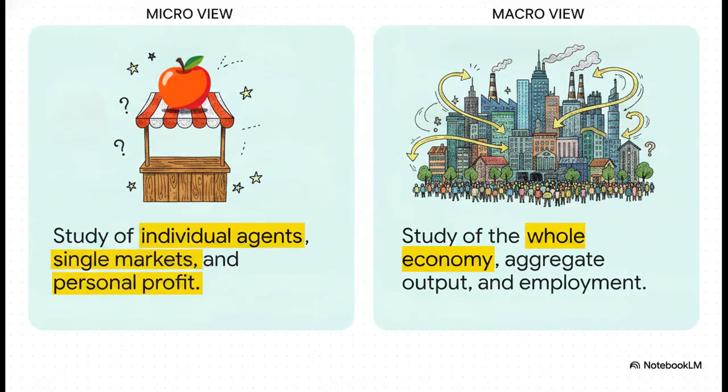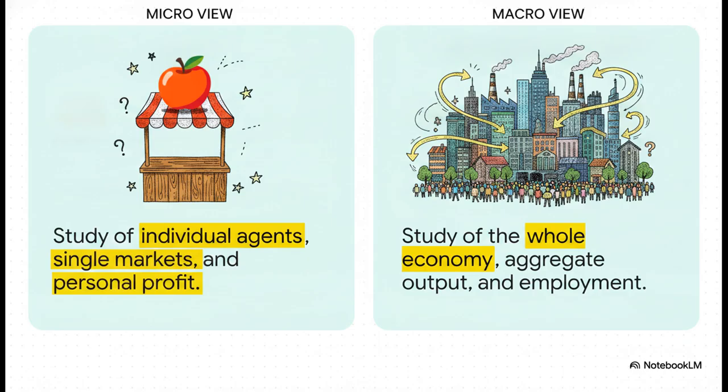Think of microeconomics as the study of individual economic agents. That's you, me, or a single company just trying to maximize personal profit or welfare. It's all about supply and demand for one specific thing, like, say, shoes or apples. Macroeconomics, on the flip side, deals with the economy in its absolute entirety.